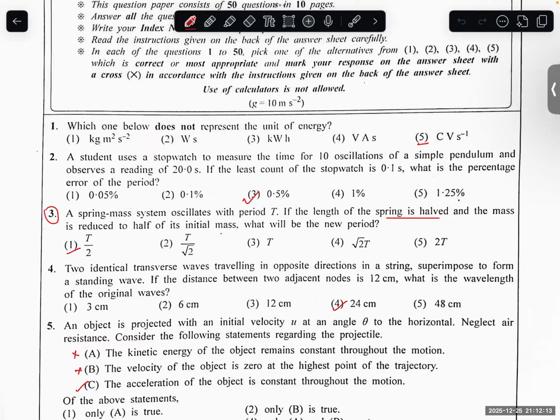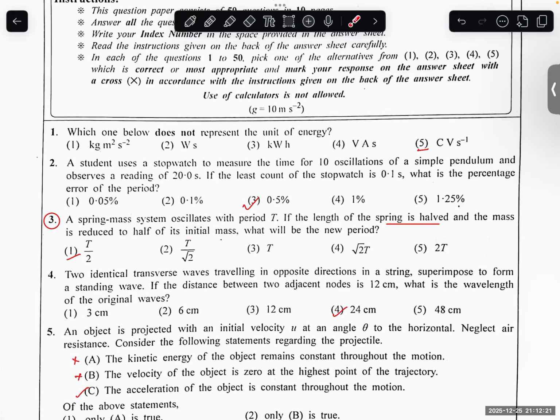Now here, third question. A spring mass system oscillates with period T. If the length of the spring is halved and the mass is reduced to half of its initial mass, what will be the new period? So you guys know the equation for the period, right? What's the equation? T is equal to 2 pi square root m over k.